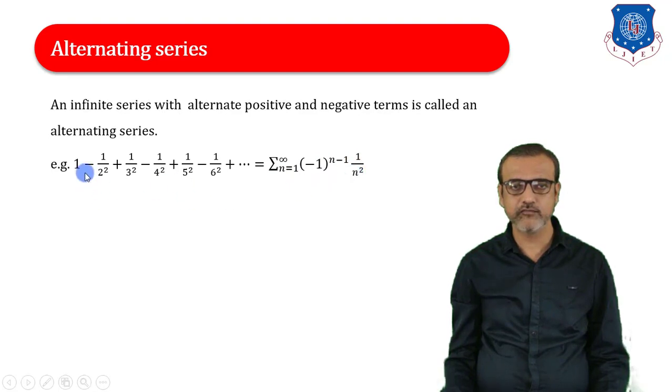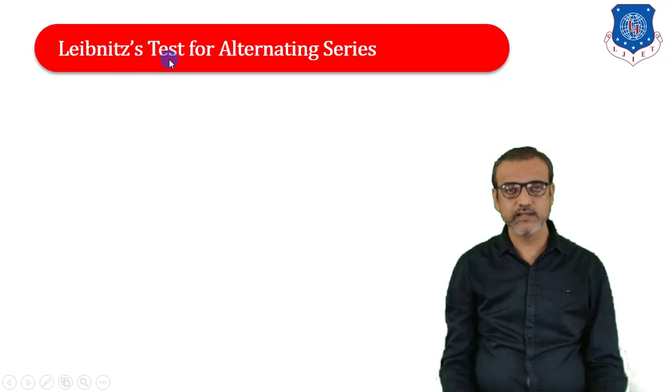Here you can see that the first term is positive, the second term is negative, the third term is positive, the fourth term is negative, and so on. So this is the series called an alternating series. Now we will see the Leibniz test for alternating series.